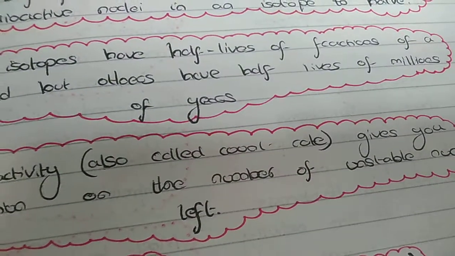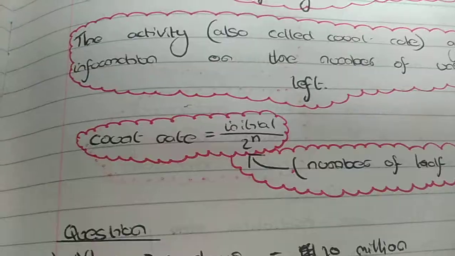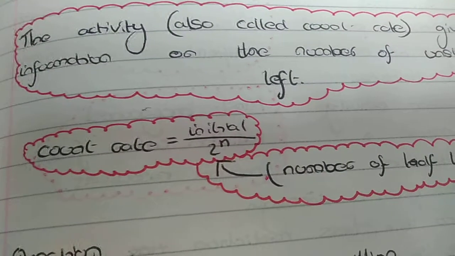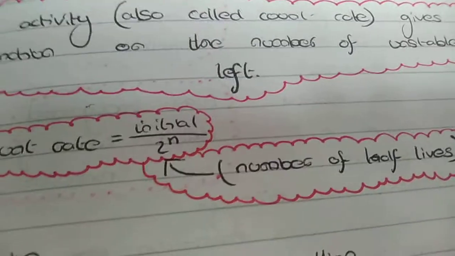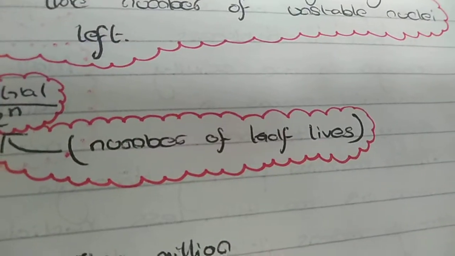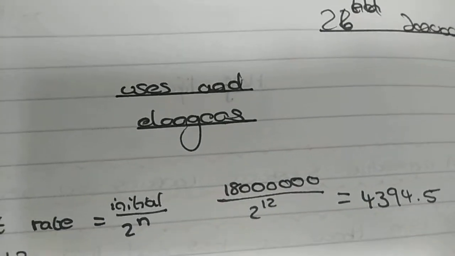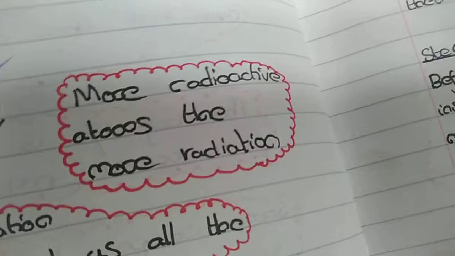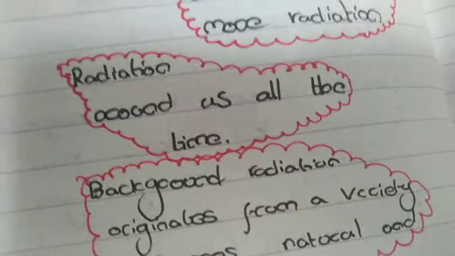The activity, also called count rate, gives you information on the number of unstable nuclei left. Count rate equals initial over 2^n, where n is the number of half-lives. Uses, and a word I cannot read. The more radioactive atoms, the more radiation.